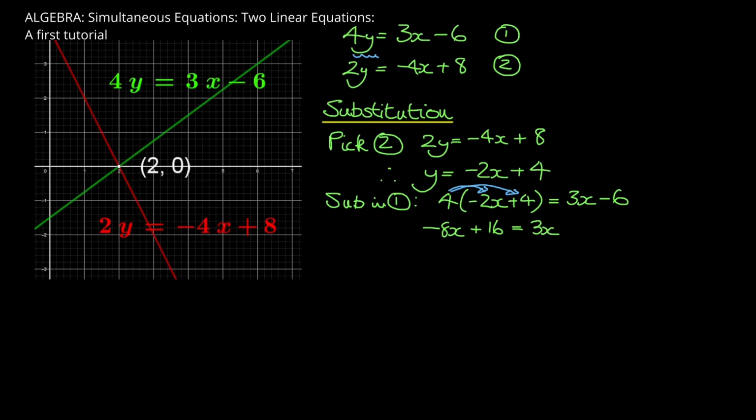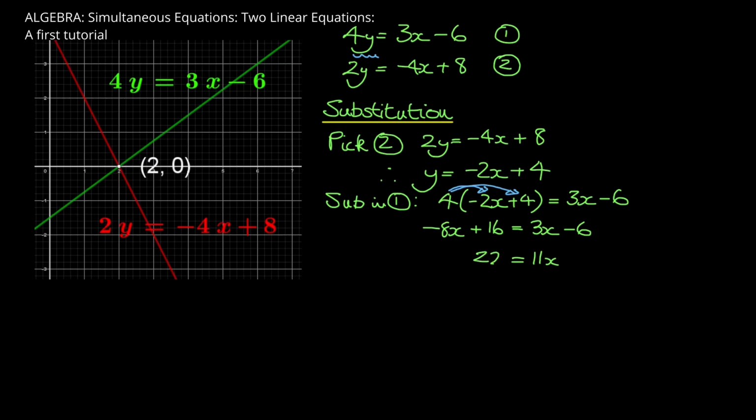X's all on one side, numbers on another. I'm going to move the 8x across to the right-hand side, so this is going to give me 11x. And the negative 6 is going to come onto the left-hand side. It will change its sign to positive 6 because we're going to be adding 6 to both sides.